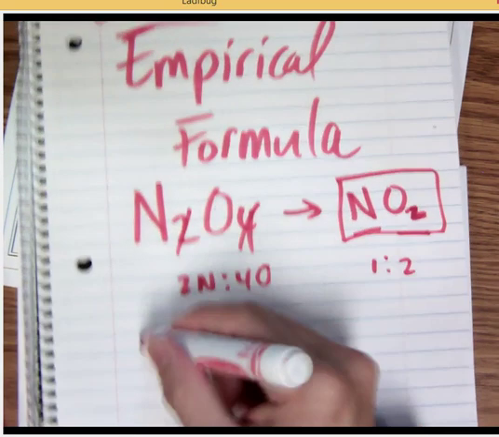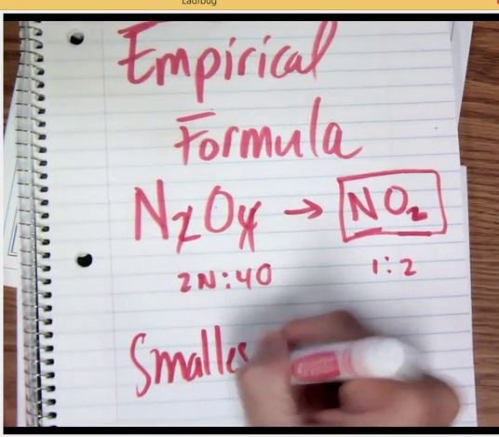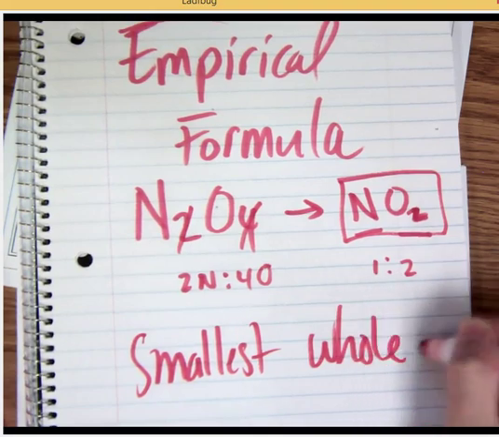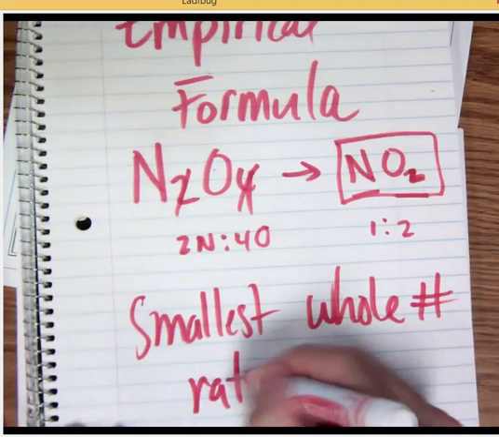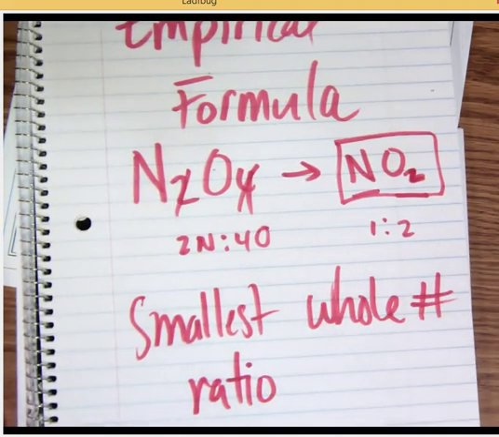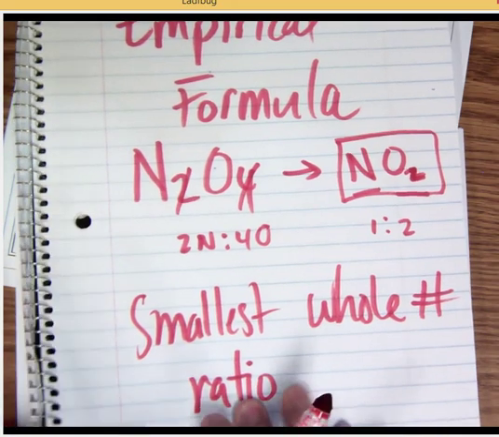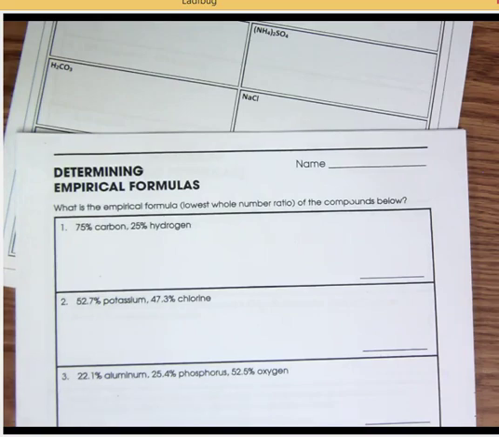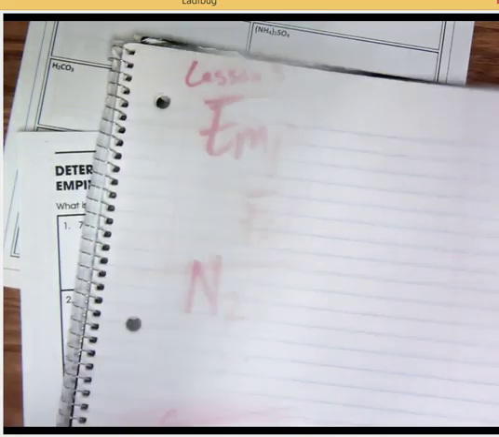So the smallest whole number ratio for a formula, okay? Smallest whole number ratio. So you remember that. And when you do this, there are 3 steps. Here are the steps. Very short and sweet. If you can remember this, it will make your life really easy.